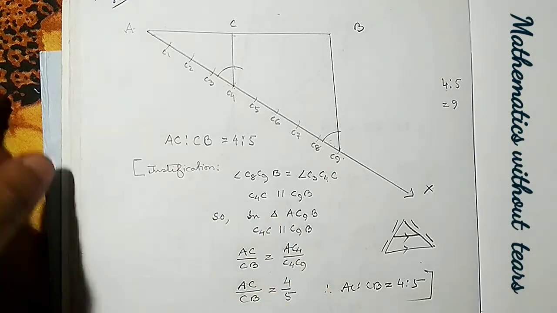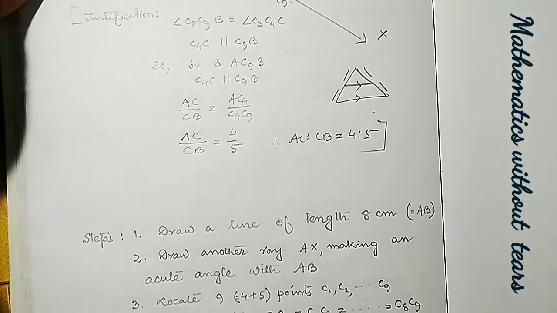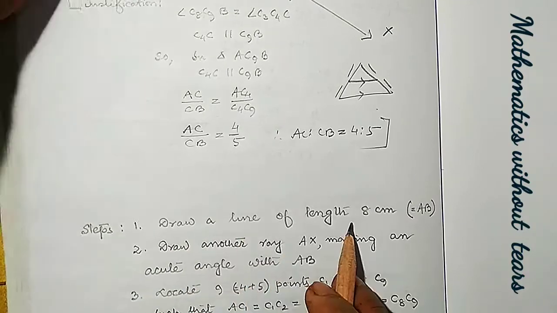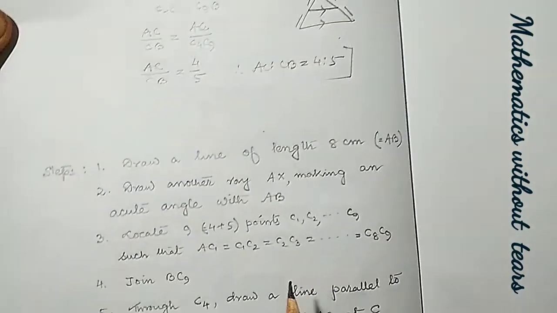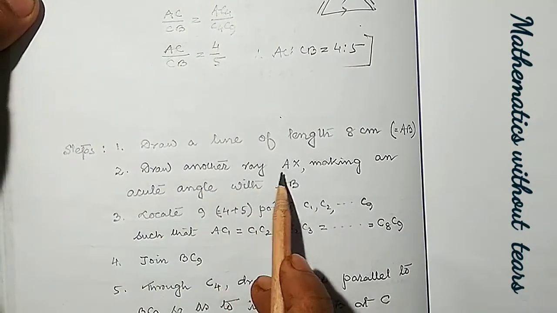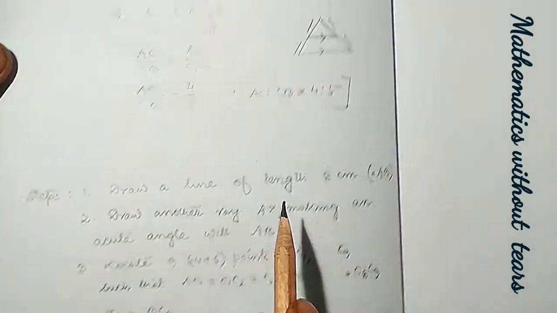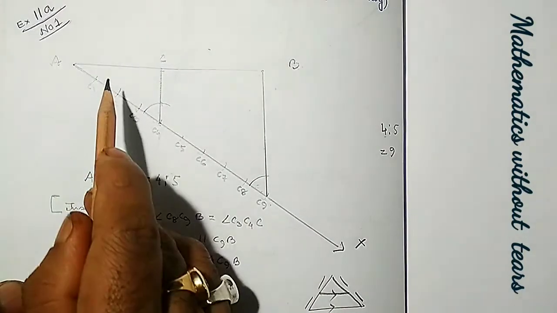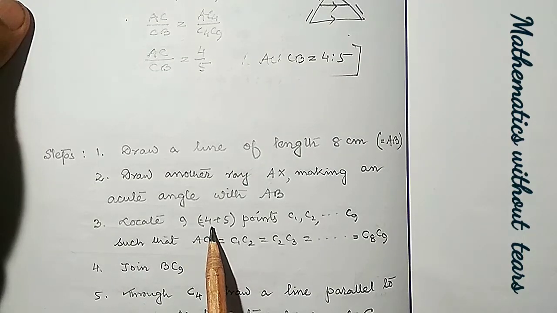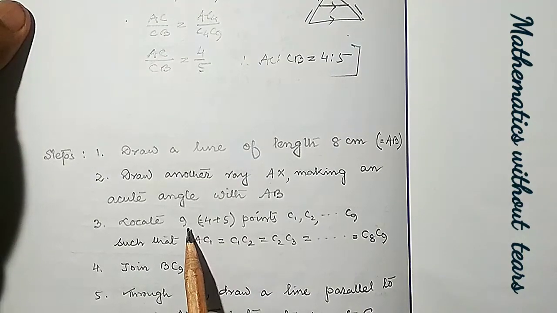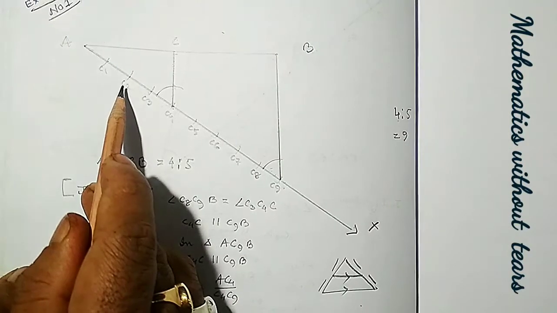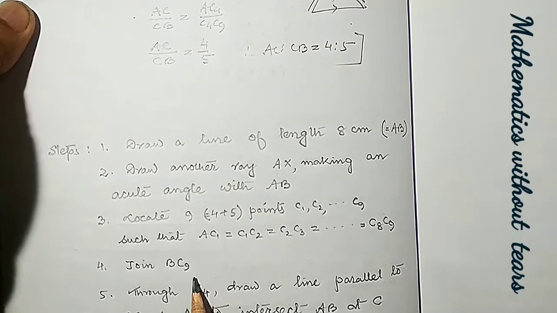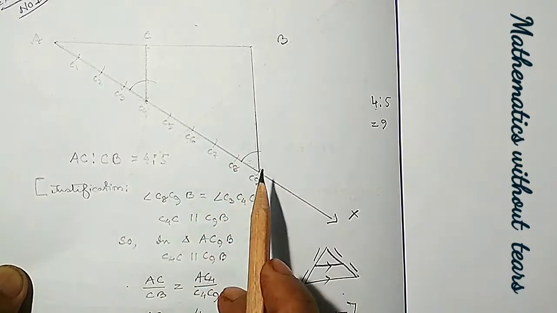Now, if you want to remember the steps required, in the first step, we have to draw a line of length 8 cm. So we have drawn AB of length 8 cm. In the second step, draw another ray AX making an acute angle with AB. So we have drawn AX by making an acute angle. Locate 9 points, since it is given 4:5 and 4 plus 5 is 9. So here we have marked C1, C2, C3 up to C9. In the next step, join B and C9. So we have to join B and C9.